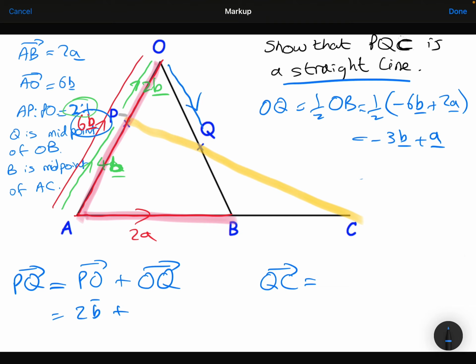That's this here as well. So if I write that down here, and now collect up these like terms, I get minus b plus a. So that's the vector PQ. I now want to work out the vector QC. Now QC, I can think of that as being from Q to B, and then B to C.